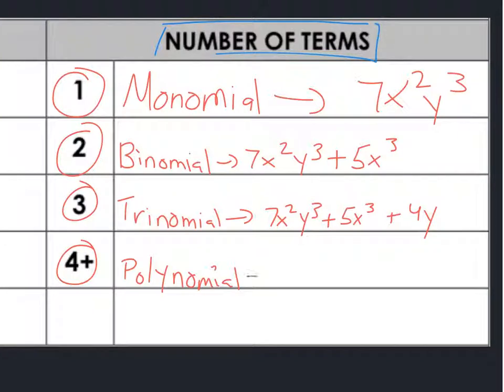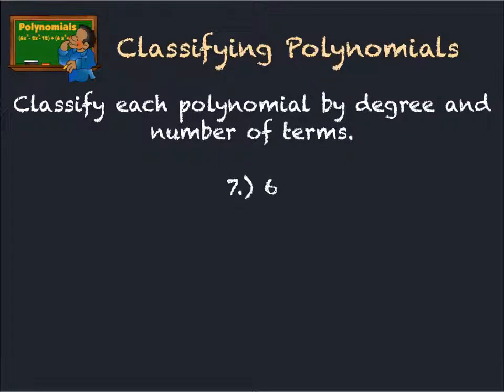And that would just be four or more, so 7x squared y to the 3rd plus 5x to the 3rd plus 4y, and then let's add a constant to that. Okay, and that would be how you would classify polynomials by their terms. So you're going to hear me say monomial, binomial, trinomial, and polynomial a lot during the next week and a half. So make sure you know what those terms mean. So very quickly, if we're asked to classify each polynomial by its degree, let's not worry about degree for now, but by the number of terms, here, this would just simply be a monomial. This would be a constant. Okay? Here, we have two terms, so this would be a binomial.